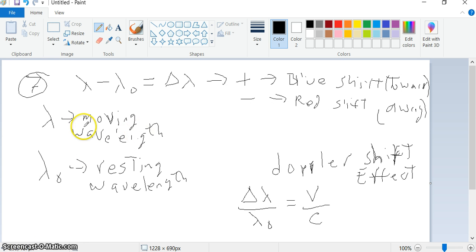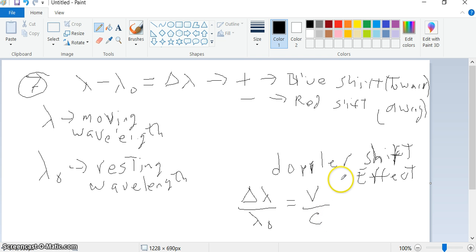Problem number 7 deals with what's called the Doppler shift, also known as the Doppler effect. So it goes by two names. It's this equation right here. Let me go over what this actually means. In this equation, of course, c is the speed of light. The Doppler shift or the Doppler effect goes by either name.